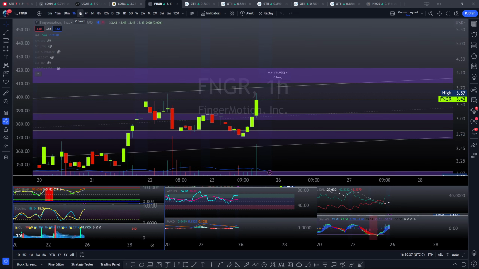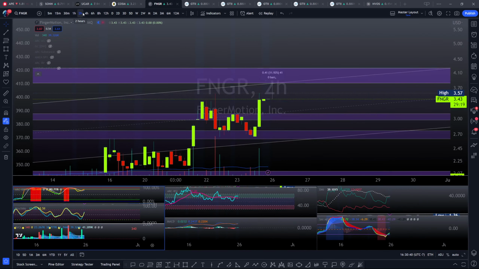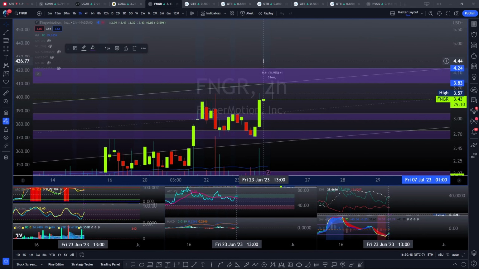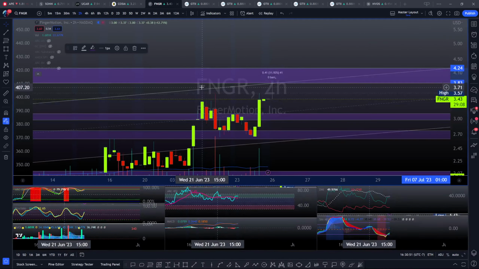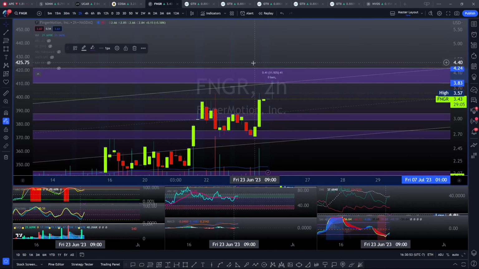Hourly time frame still has that upside pivot, very nice. Bi-hourly time frame restarting the cycle here, which is why we can tell that we can continue to the upside to this zone right over here, right? 383 to 424 is the resistance that I'm looking at. If we surpass it, we surpass it, but that's the plan.